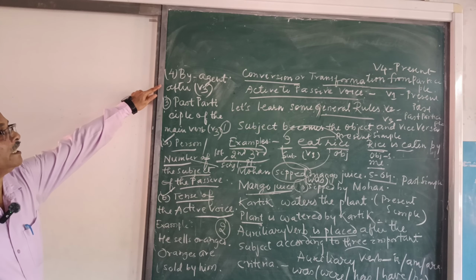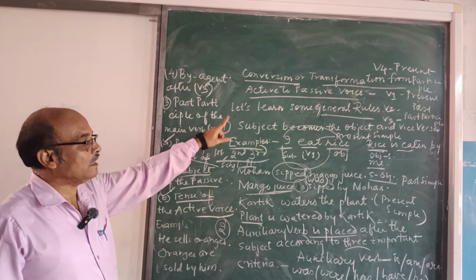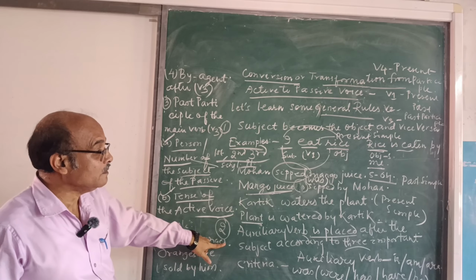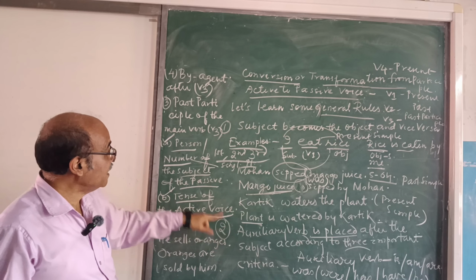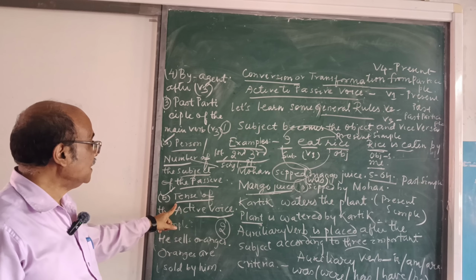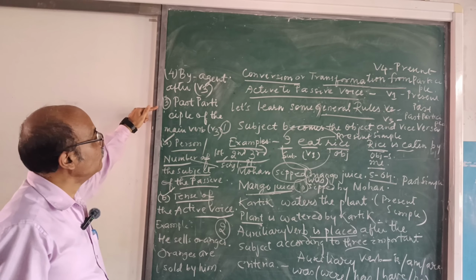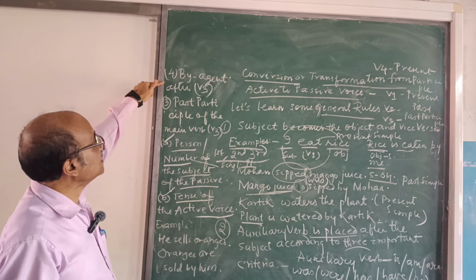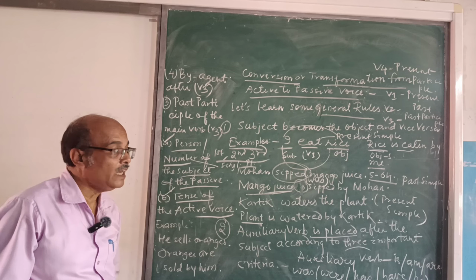And fourth general rule is the by agent. Let me sum up again. First is subject becomes the object and object becomes the subject. Second, auxiliary verb is placed according to the subject number and person when it is changed into passive, and the tense of the active voice. Third rule is the past participle of the main verb is placed after the auxiliary verb. Then last comes the by agent after the V3 or past participle of the main verb.